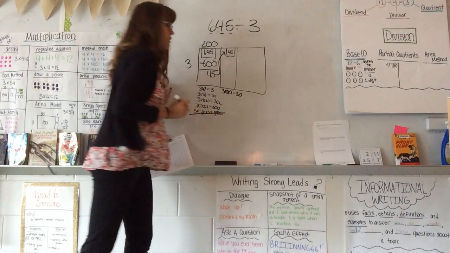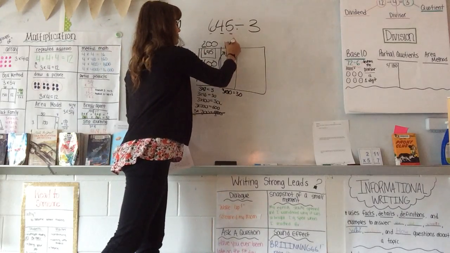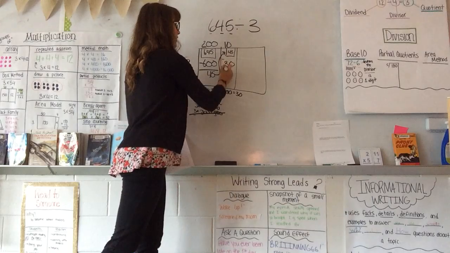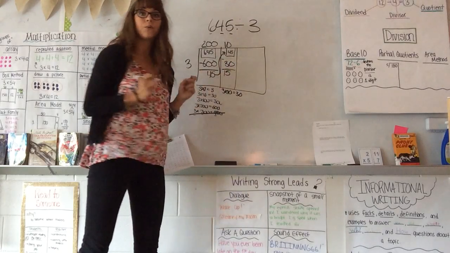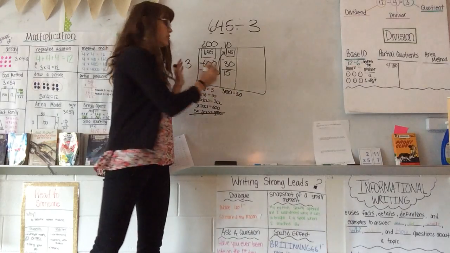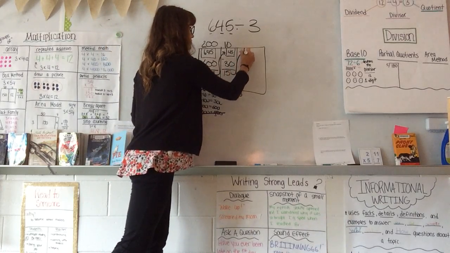I know that that equals 30. So I'm going to put a 10 at the top, because 3 times 10 make 30. And then I'm going to subtract, and I end up with 15. I still can fit 3 into 15, so I'm going to bring my 15 over.